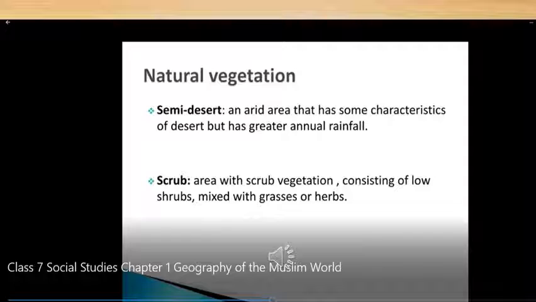Here, boys, you can see in this slide some of the areas are semi-deserts. Here the word semi means half deserts. Why is it half desert? Let's read the definition. An arid area that has some characteristics of the desert but has a greater rainfall. Now here semi-desert is different from hot deserts and temperate deserts, because both those deserts receive the minimum amount of annual rainfall, but semi-desert receives the greater amount of annual rainfall.